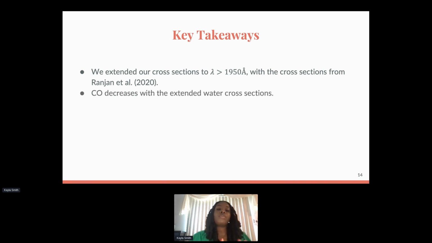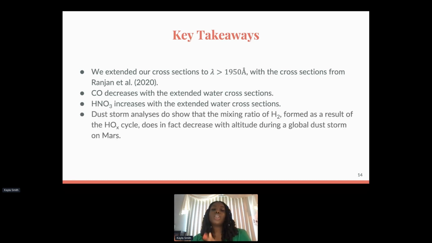CO decreases with extended water cross sections, nitric acid increases with extended water cross sections, and the dust storm analysis shows the mixing ratio of H2 formed as a result of the HOx cycle does, in fact, decrease with altitude during a global dust storm on Mars. Sorry, actually, it remains relatively stable with altitude, just because it's able to live that long to reach the exobase of the atmosphere.